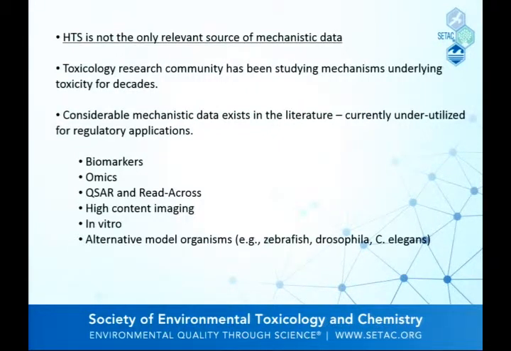Again, high-throughput screening, although it's maybe one of the main drivers behind the interest in AOPs right now, it's certainly not the only relevant source of mechanistic data. The toxicology research community has been studying mechanisms that underlie toxicity for decades. There's lots of this information available in the literature, and much of that is currently underutilized for regulatory applications for, again, the same reason. How do we translate those mechanistic data and that mechanistic understanding into a prediction of hazard and outcome that we actually care about? So the more we can make that linkage, the better we can utilize these alternative types of data that already exist.